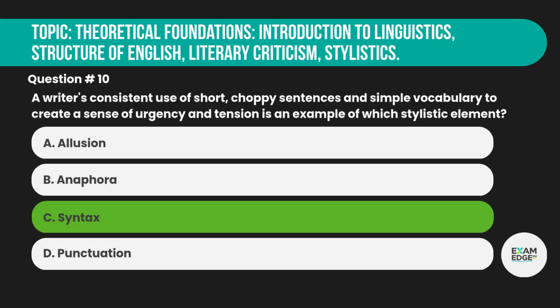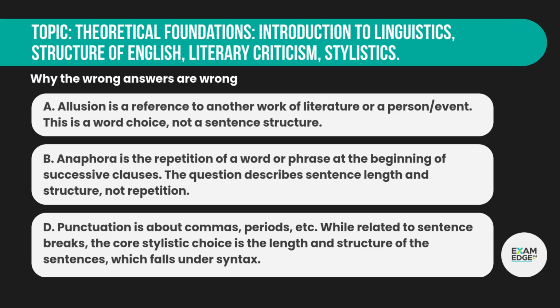Correct answer. C. Syntax. Why the wrong answers are wrong? A. Allusion is a reference to another work of literature or a person, event. This is a word choice, not a sentence structure. B. Anaphora is the repetition of a word or phrase at the beginning of successive clauses. The question describes sentence length and structure, not repetition. D. Punctuation is about commas, periods, etc. While related to sentence breaks, the core stylistic choice is the length and structure of the sentences, which falls under syntax.